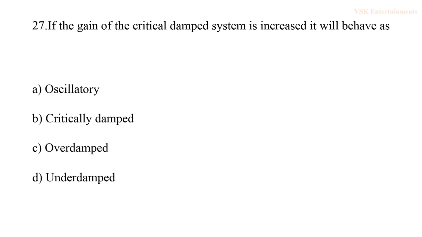Coming to the next bit, if the gain of a critically damped system is increased, it will behave as: options are auxiliary system, critically damped, overdamped and underdamped system. This bit is very important from the GATE point of view, and it is related to the relation between gain and damping factor. The relation is given as gain is equal to 1 by square root of damping factor zeta. The condition in the given bit is that the gain of a critically damped system is increased.